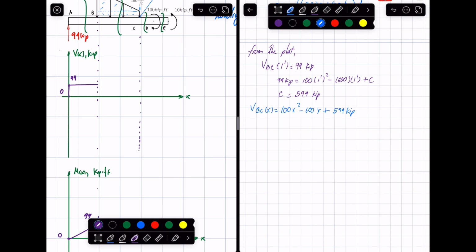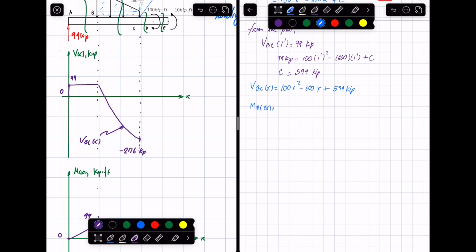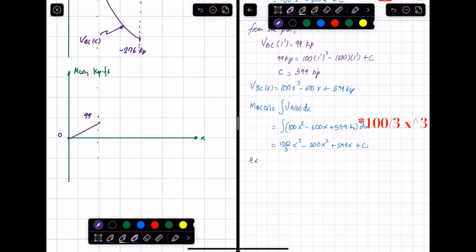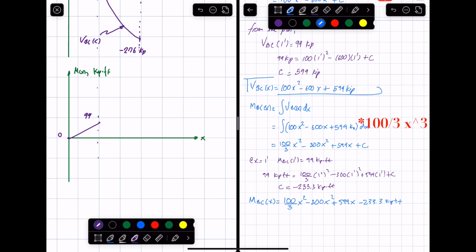We can now plot that section and obtain the value where it ends at 2.5 feet based on our function shear BC at x. We integrate it to obtain our bending moment function, and just like before, we need to evaluate the constant of integration, and we know the value of the bending moment at 1 foot. With the constant of integration, we have the full function for the bending moment in that section.